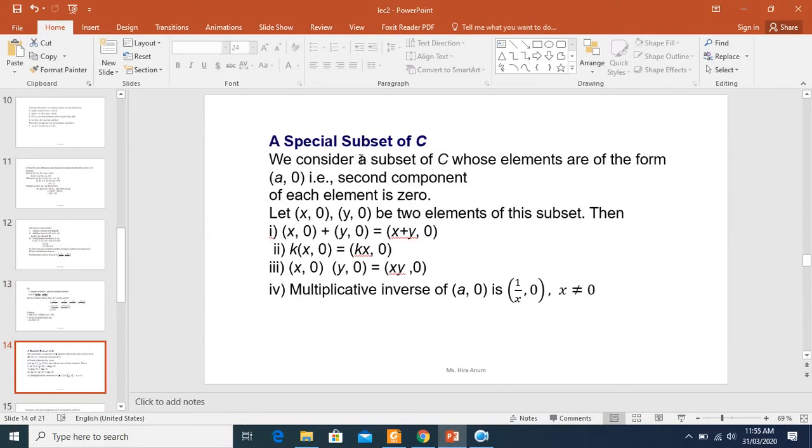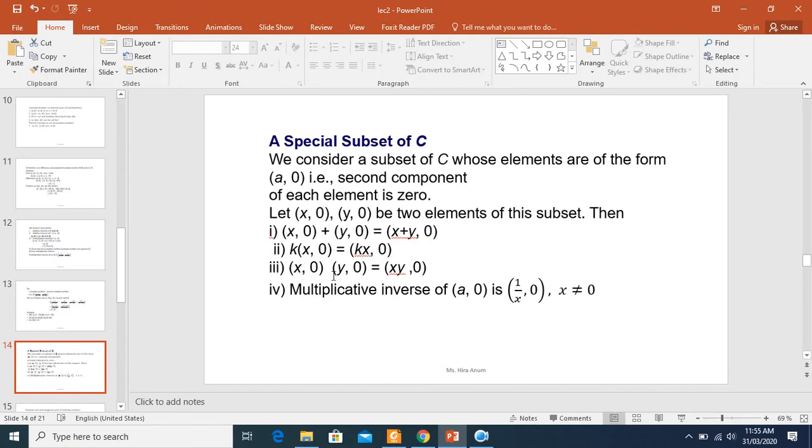There is a special case of a subset of C, where C is a complex number in the form of (x, 0). The second component is 0, so x0 and y0 are both elements of this subset. Adding x0 and y0, we get x plus y and the other component is 0. In multiplication, it multiplies with x but the other is 0.